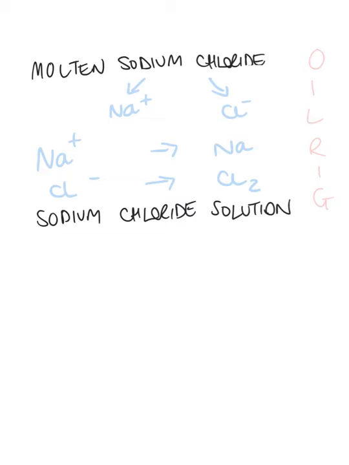When we look at the chlorine, we see that it is going to go to the electrode and it's going to turn back into Cl2. So here we are going from the ions and turning them back into atoms. Okay, so let's start with just Na plus.